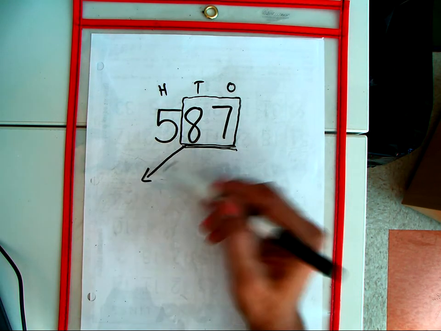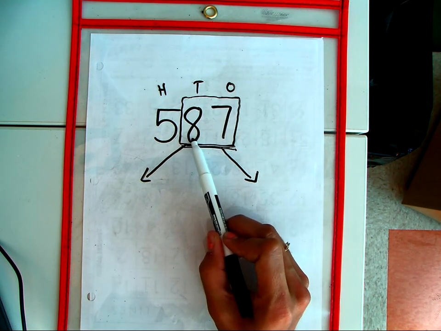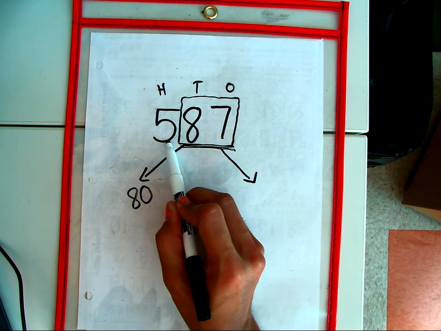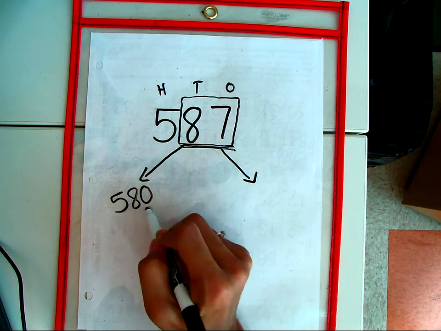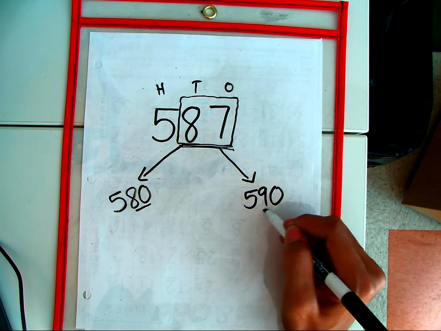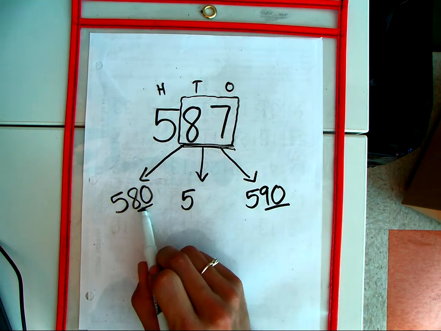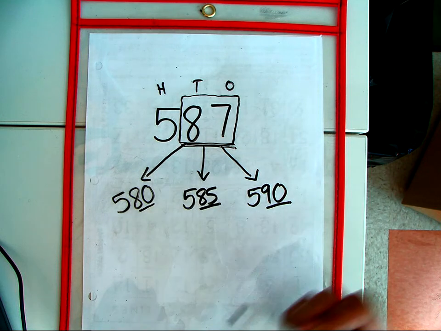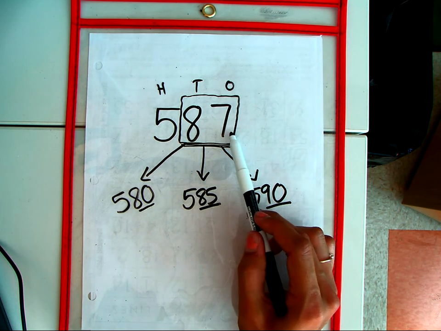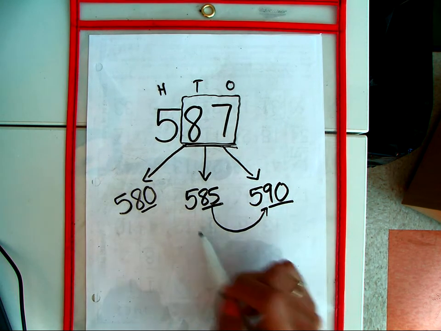When I think about what tens it's between, I can still look here. This 8 stands for 80. So I know that it's between 80, but I can't drop the 5, the 500. So between 580 and, after 80 comes 90, 590. The midpoint will be 585. Now when I go back and look at my number, 587, 587 is greater than 585, so I know that I'm going to round up.